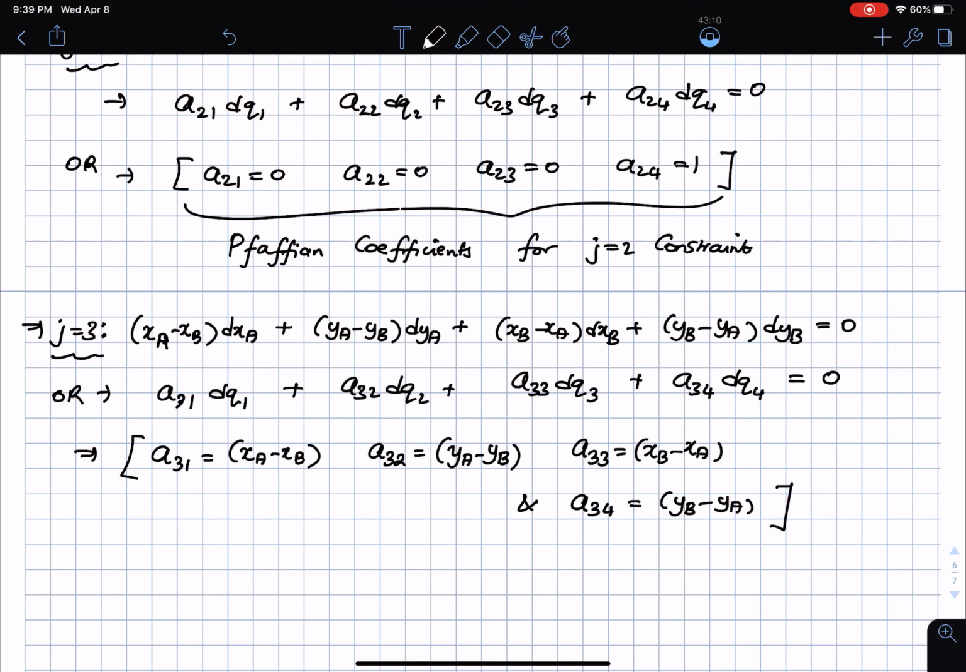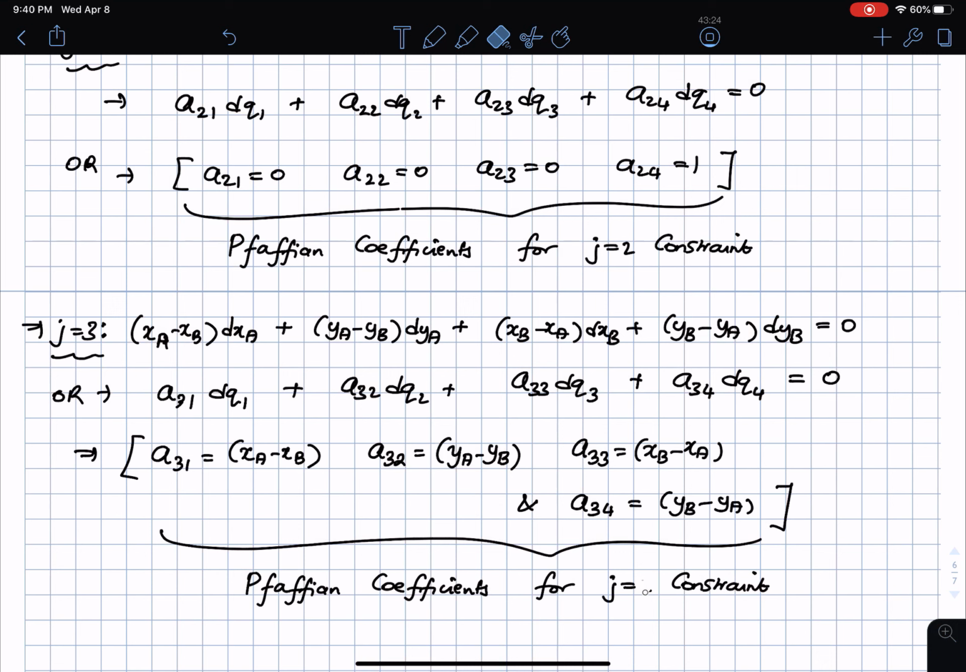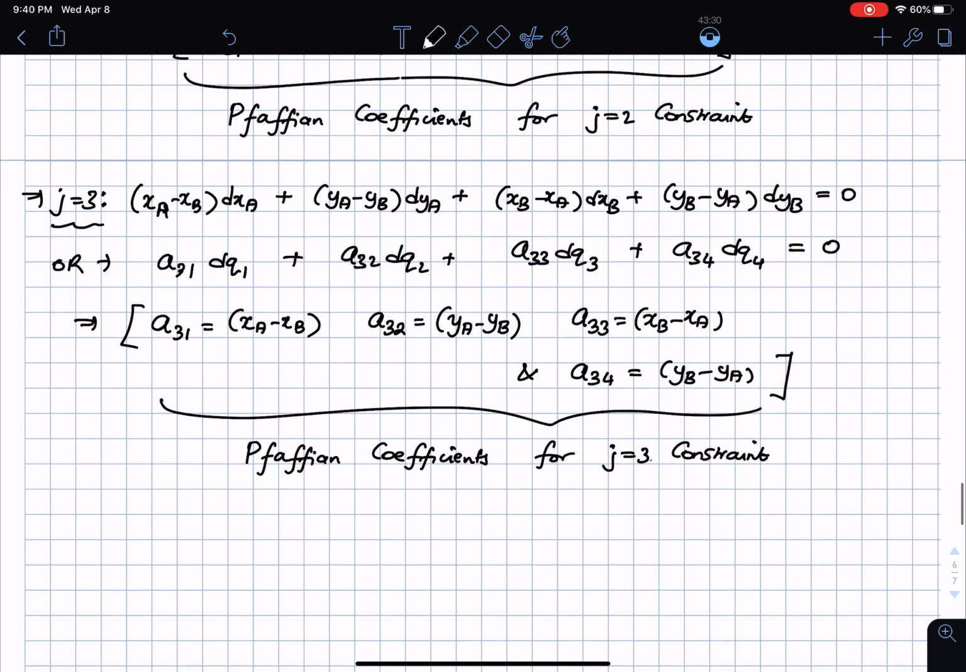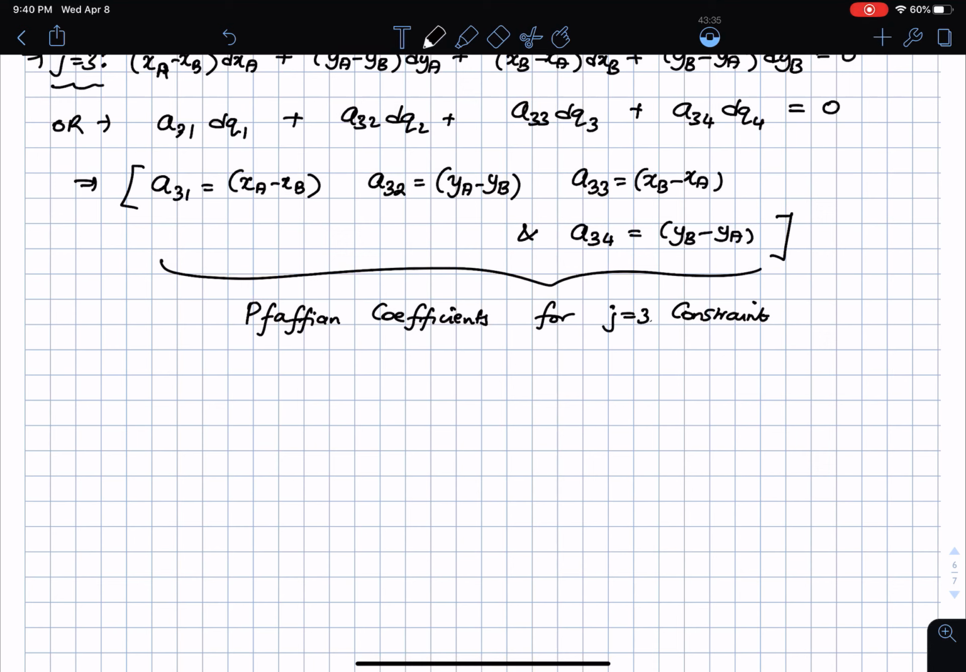Okay, and these are the Pfaffian coefficients for the j is equal to 3 constraint equation, the third constraint equation. I'm just going to copy and paste that here. So this is for the j is equal to 3 constraint. We are almost on our way, and here is what I want to do. I want to write down the Lagrange formulation for each of these and then knock off some of the terms, and then we will be on our merry way.